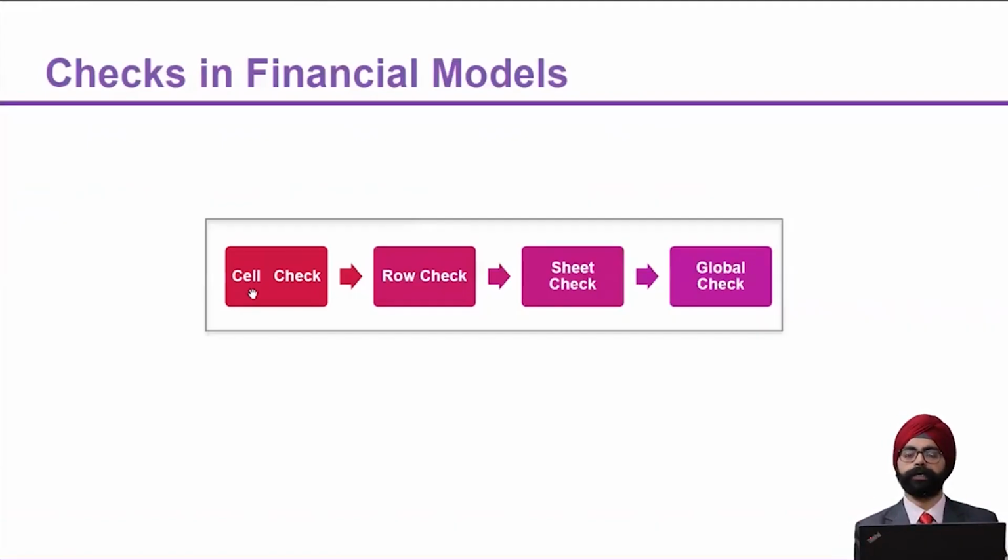So just to summarize what we have discussed till now: we have understood what a financial model is, what we basically do in a financial model, what the flow of the financial model is, and also we have seen what checks are to be included in a financial model.